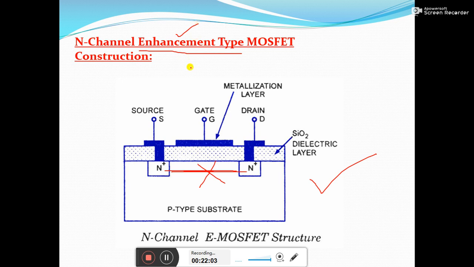And another difference is the depletion type of MOSFET was capable to be operated both in depletion mode as well as in enhancement mode, but this enhancement type of MOSFET is capable of getting operated only in the enhancement mode, not in the depletion mode. Otherwise the construction details remain same.